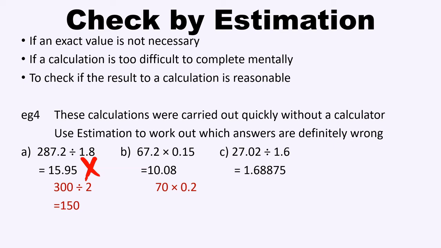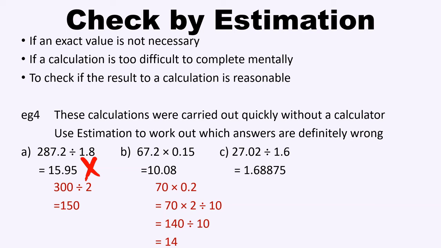So 70 times 0.2. We're still multiplying by a decimal value, but it might help if you keep in mind that 0.2 is the same thing as 2 in the tenths position. That's the fraction 2/10. So we're going to multiply by 2 and then divide by 10. 70 times 2 is 140. 140 divided by 10 is 14. So 10.08, although it's smaller than 14, could be correct. At least we've got that 1 in the correct place value.